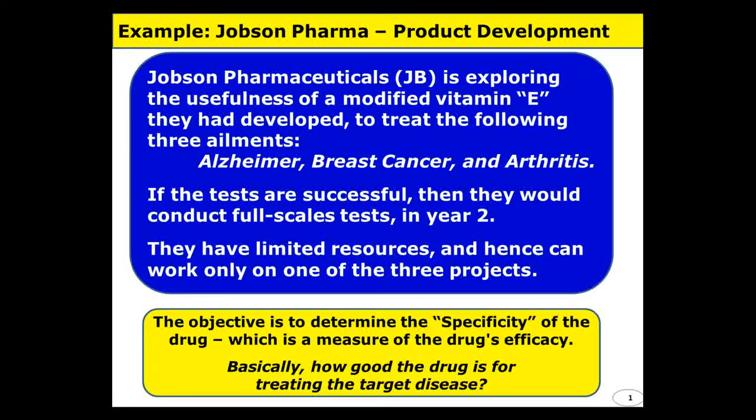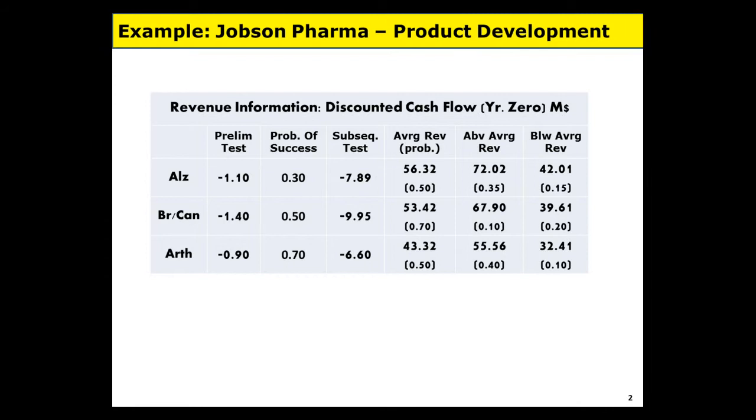Just as background information, the objective is to determine the specificity of the drug, which is a measure of the drug's efficacy, basically how good the drug is for treating the targeted disease. We have the necessary revenue information. As you can see, the preliminary tests costs are 1.1 million, 1.4 million, or rather 0.9 million. And here are the probabilities of success of these tests. And the subsequent investments are shown here.